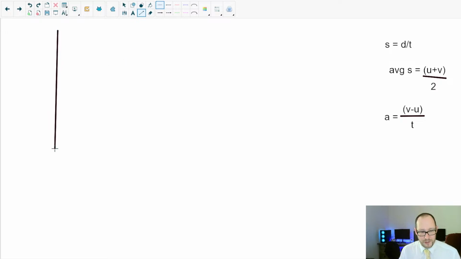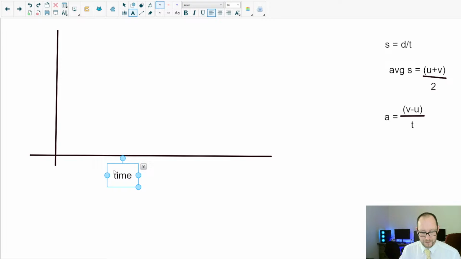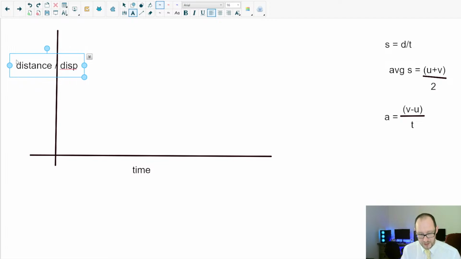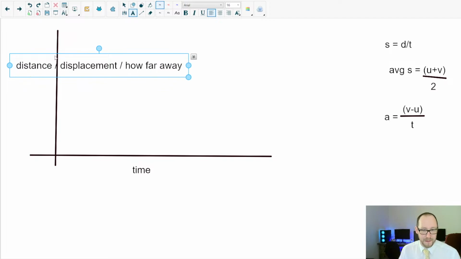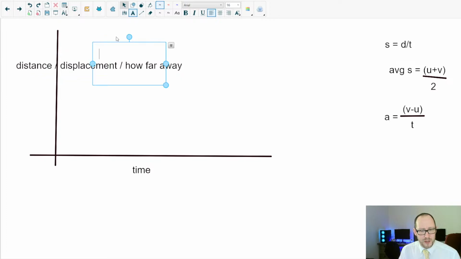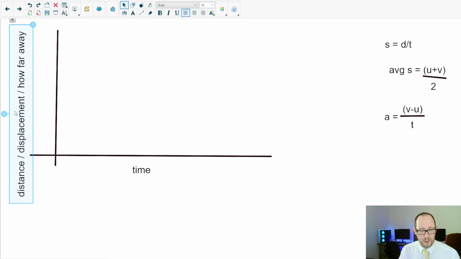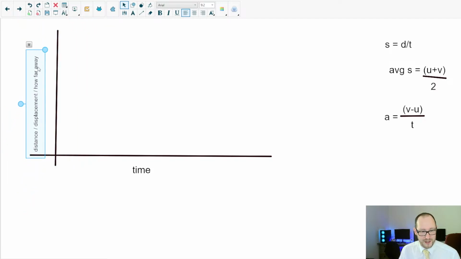All right, now, there are two types of motion time graph, and we're going to take a look at both of them here. In all cases, they will have time across the bottom. Okay, so that's good. And then up the side, you will either have some word like distance, displacement, or possibly some arbitrary unit like how far away, or something weird like that. Just something to put you on your guard, but it'll be something measured in meters or kilometers or some form of distance measurement up the side.